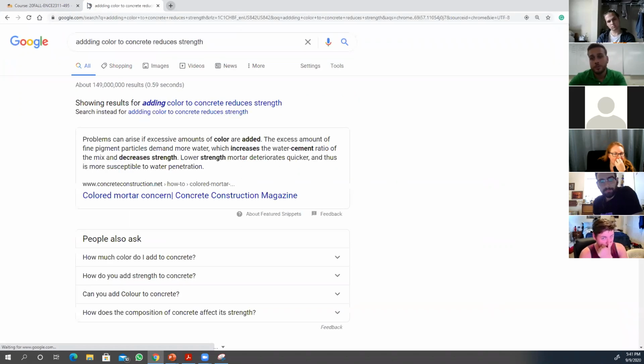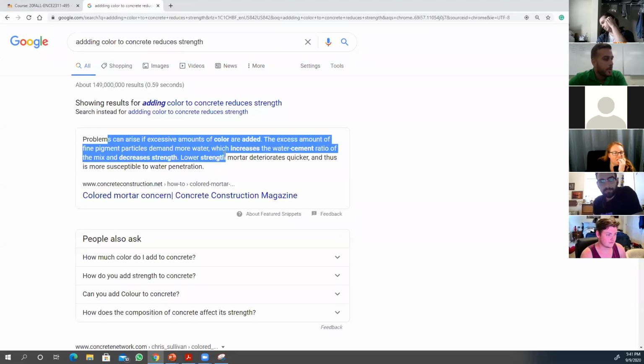Problems can arise if excessive amounts of color are added. The excessive amount of fine pigment particles demand more water, which increases the water-cement ratio of the mix and decreases strength. I knew the answer, but I didn't want to give it off the top of my head because I don't want to cause any problem, because you're going to be blaming me in the future.